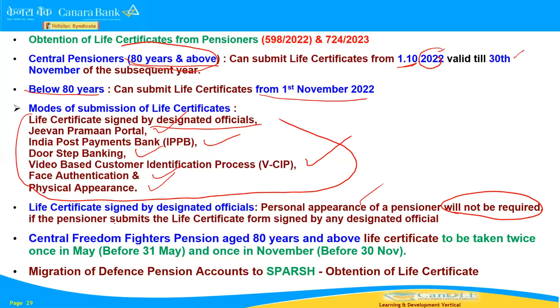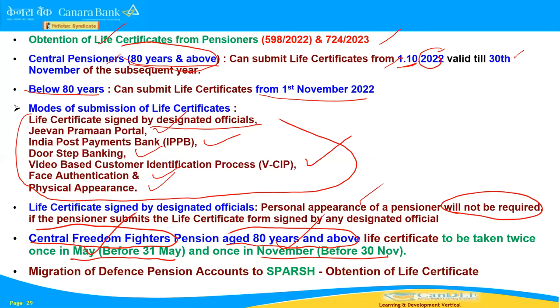Then comes different personalities. This is for normal pensioners. Central freedom fighters: please remember, this is a different point. For central freedom fighters' pension, aged 80 years and above, the life certificate has to be taken twice, whereas for all the others only once. For central freedom fighters twice, and the dates are May and November, that means 31st May and the last day of November, 30th. So May and November, twice they have to provide life certificates. Who? 80 years and above central freedom fighters. This question may come because it's the latest circular.